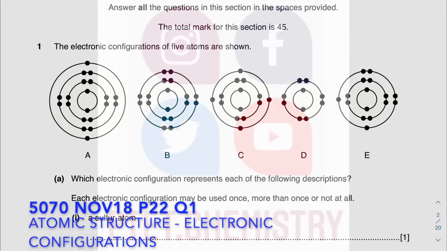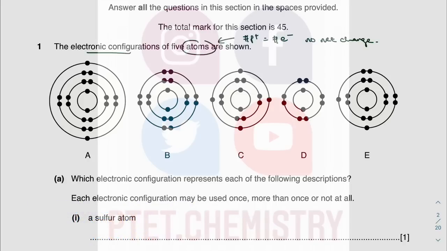So these are given as electronic configurations of 5 atoms. You know atoms are where the number of protons equals the number of electrons, so no net charge. That's why they are atoms and not ions, right? And you know that when they share electronic configuration, the number of outermost shell electrons, or we call it the number of valence electrons.